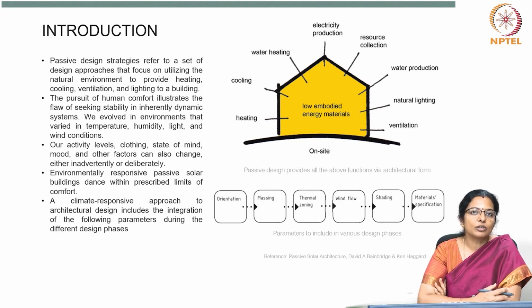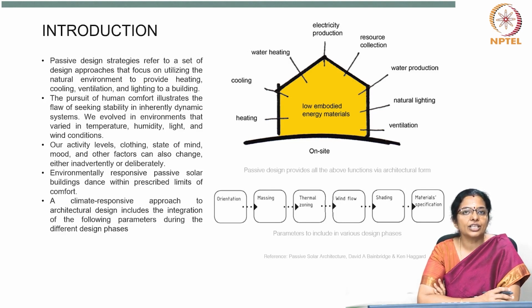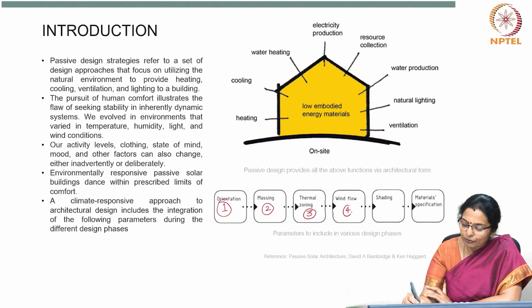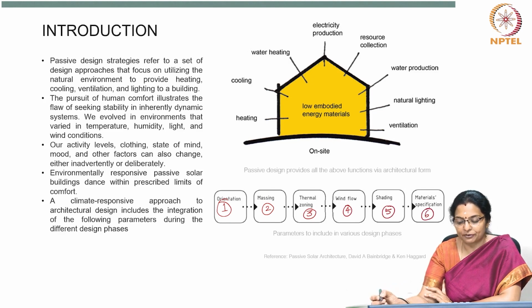A climate responsive approach to architectural design includes the integration of these parameters during different design phases. So, what are those parameters? First is orientation. Second is building massing. Third is thermal zoning. Fourth is wind flow. Fifth is shading. And sixth is material specification.